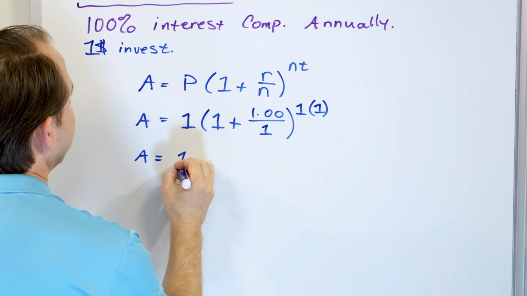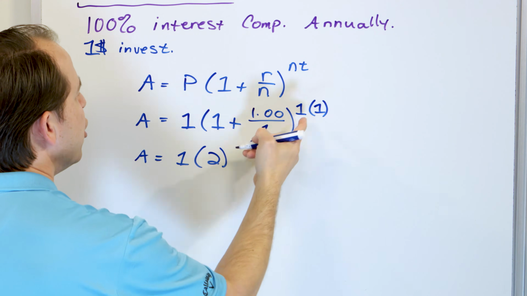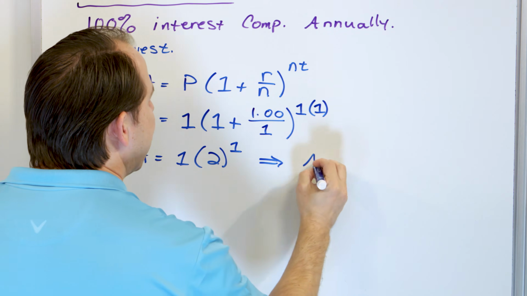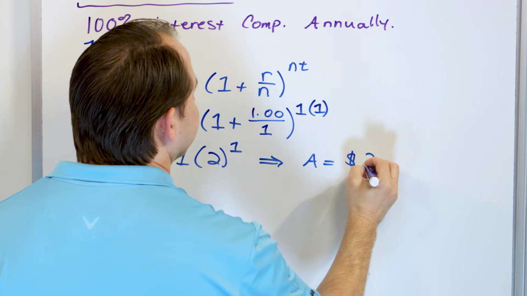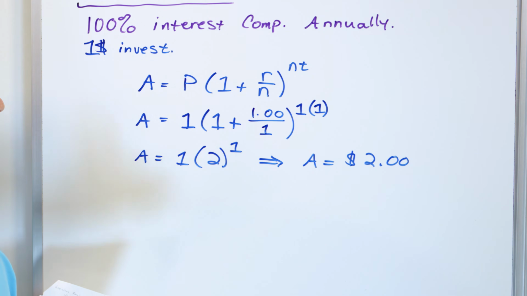We have 1 on the inside. This is going to be 1 plus 1. So I'm going to have 2 in here, raised to the power of 1. Now you can see what's happening is I'm going to have $2, right? Because 2 times 1. That's what we get. And that's exactly what we expect.